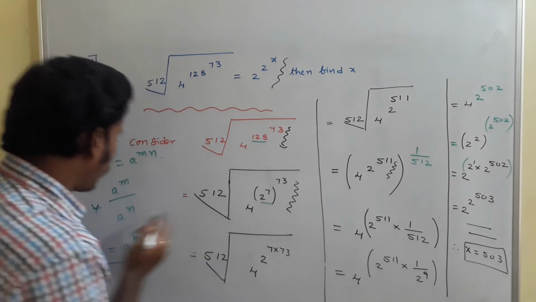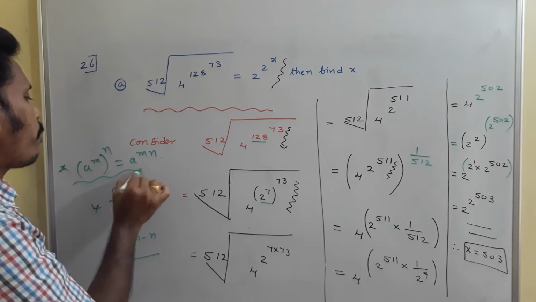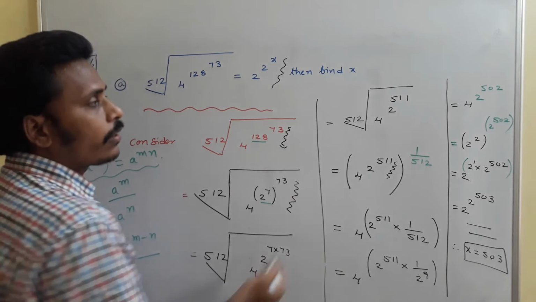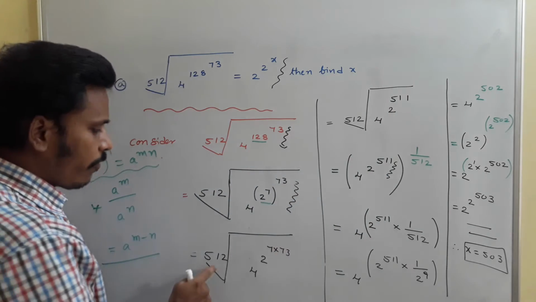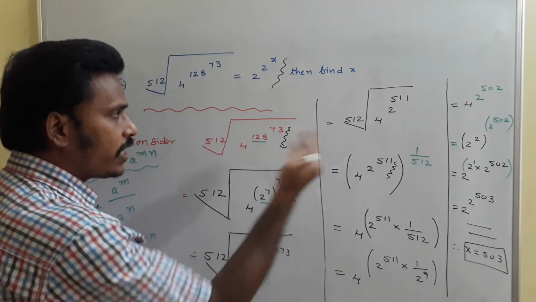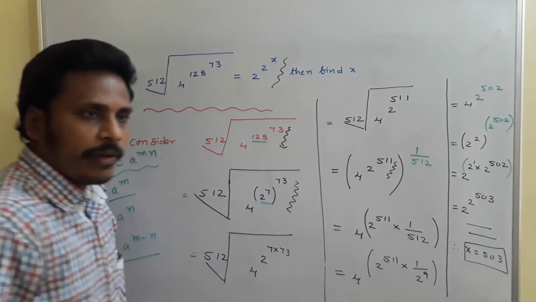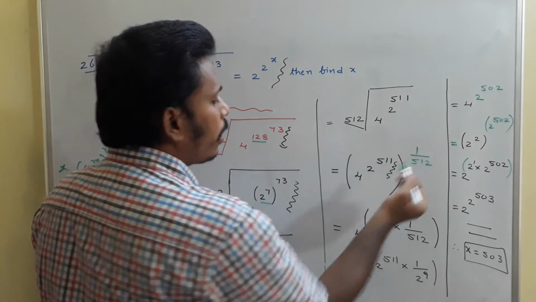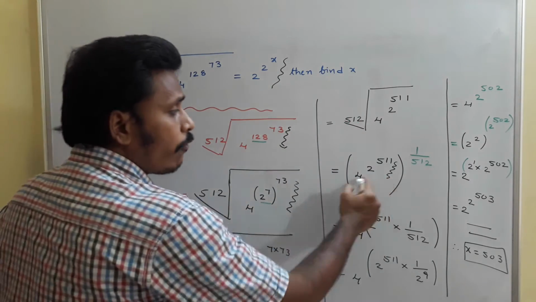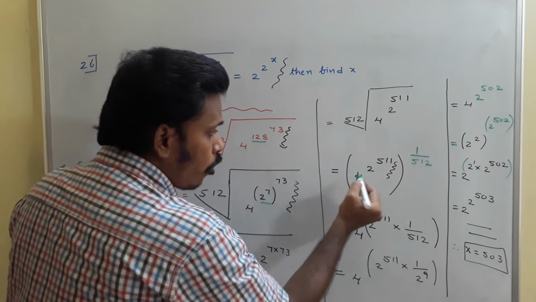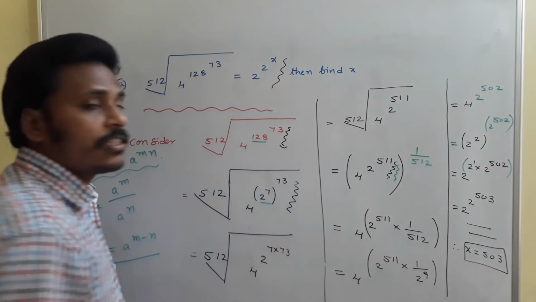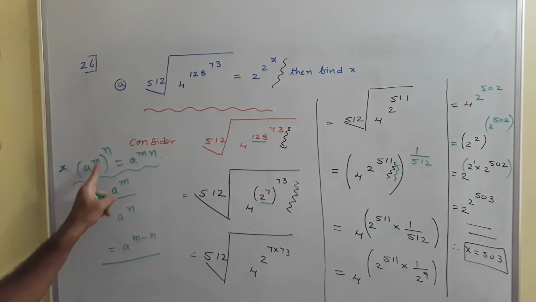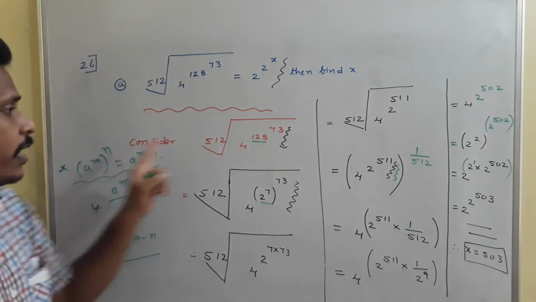And when you apply this law, a power m power n is equal to a power mn, for this part we get 2 power 7 into 73, and that product is 511. The remaining part is the same. The 512th root is the same, 4 as it is, 2 as it is, but 7 into 73 is 511. And then see, this 512th root can be written as 1 by 512. And now for this 4 power 2 power 511, this 4 is the base and this 2 power 511 is the power. Again use this particular law. A is 4 here, m is 2 power 511 here, and n is 1 by 512.